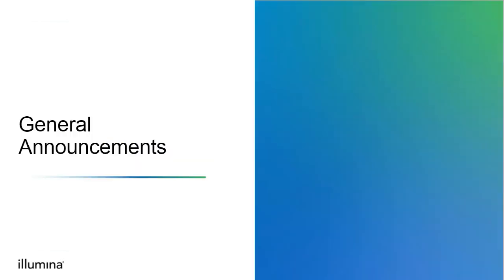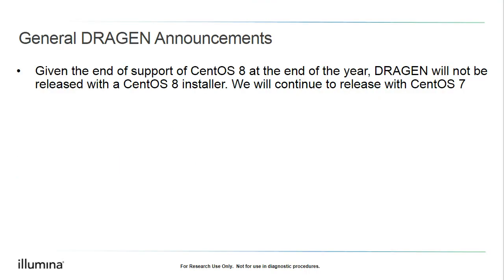And just a general announcement, we have been getting a lot of questions around support for CentOS 8, and what we are going to do now that CentOS 8 is no longer going to be supported in general at the end of the year. That was something that we had planned for this year, to have DRAGEN support CentOS 8. But now we know that that is not going to be supported in general. So we will continue to release CentOS 7 like we do today.